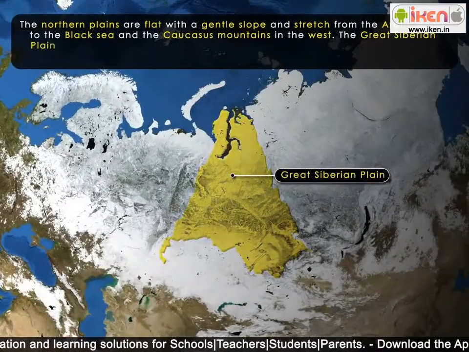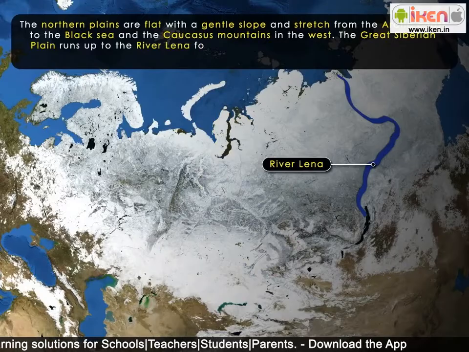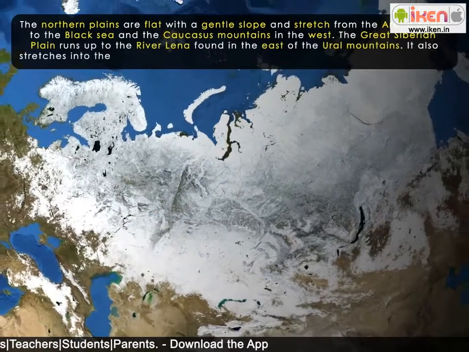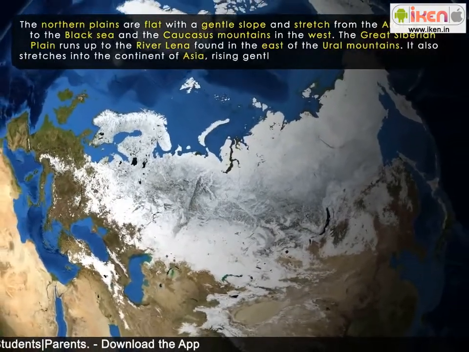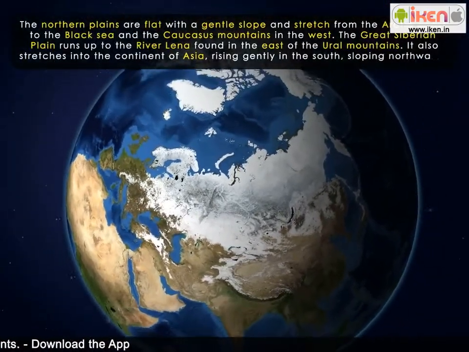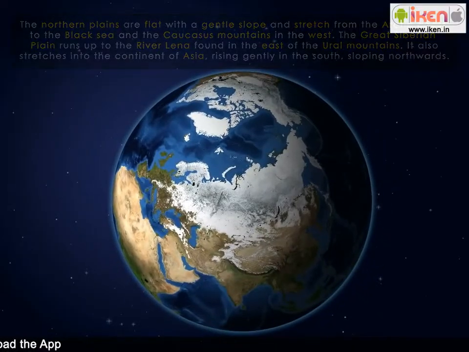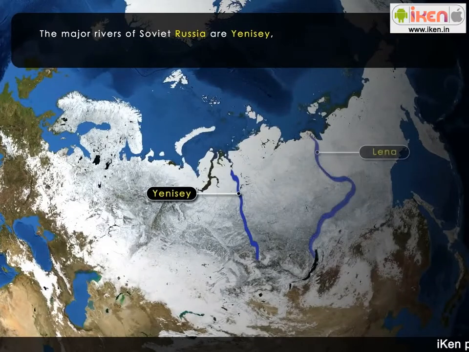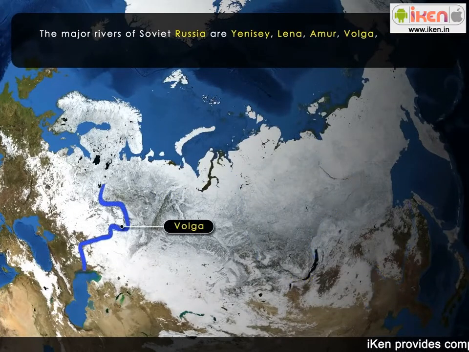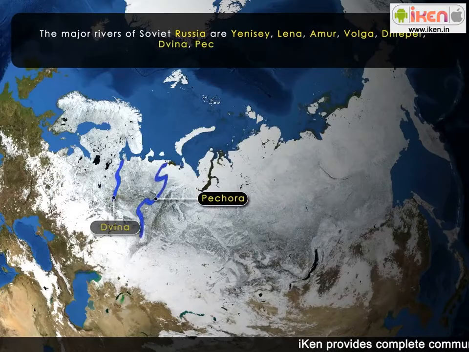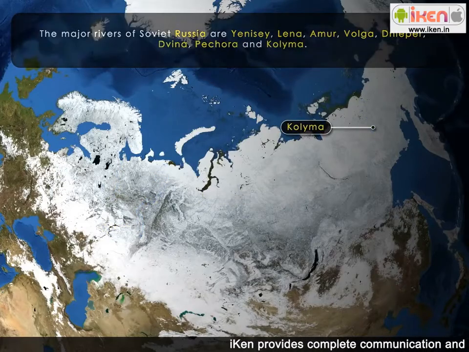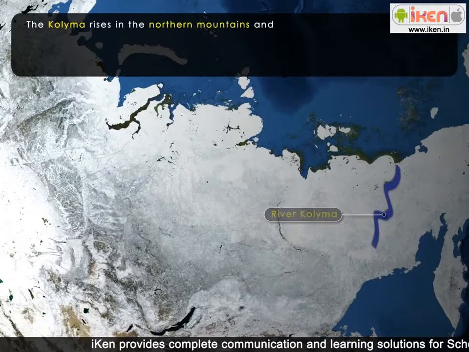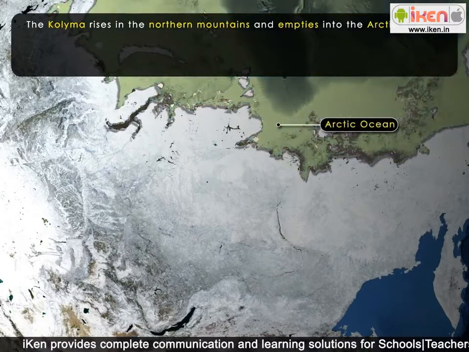The Great Siberian Plain runs up to the river Lena, found in the east of the Ural Mountains. It also stretches into the continent of Asia, rising gently in the south, sloping northwards. The major rivers of Soviet Russia are Yenisei, Lena, Amur, Volga, Dnieper, Dwina, Pechora, and Kolyma. The Kolyma rises in the northern mountains and empties into the Arctic Ocean.